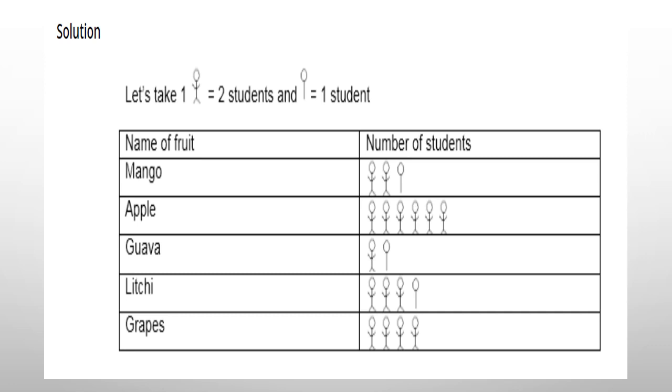Now, coming to the lychee. How many students like lychee? 7. So, 2 plus 2, 4. 4 plus 2 is 6. Now, this symbol represents 1. 6 plus 1, 7. Now, how many students like grape, children? 8. So, this symbol I have to draw 4 times. 1, 2, 3, 4. 4 twos are 8.